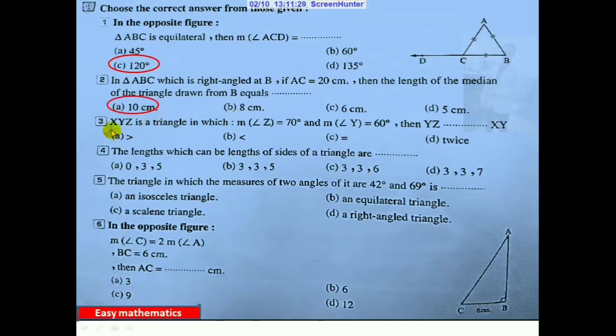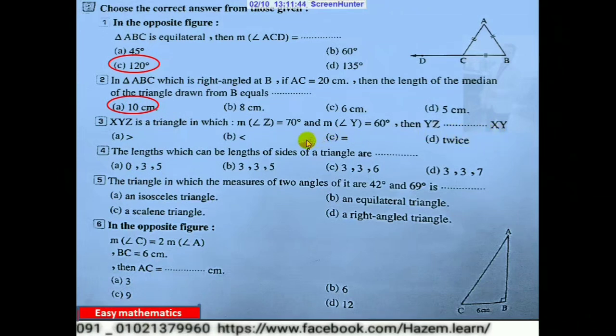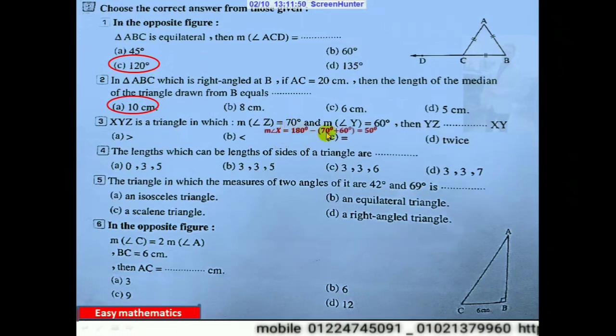Number 3, XYZ is a triangle in which the measure of angle Z equals 70 degrees and the measure of angle Y equals 60 degrees. Now he asked me which of the sides YZ and XY is the biggest side. First, we must find the third angle, the measure of angle X. How? By subtracting 70 plus 60 from 180, it will be equal to 50 degrees.